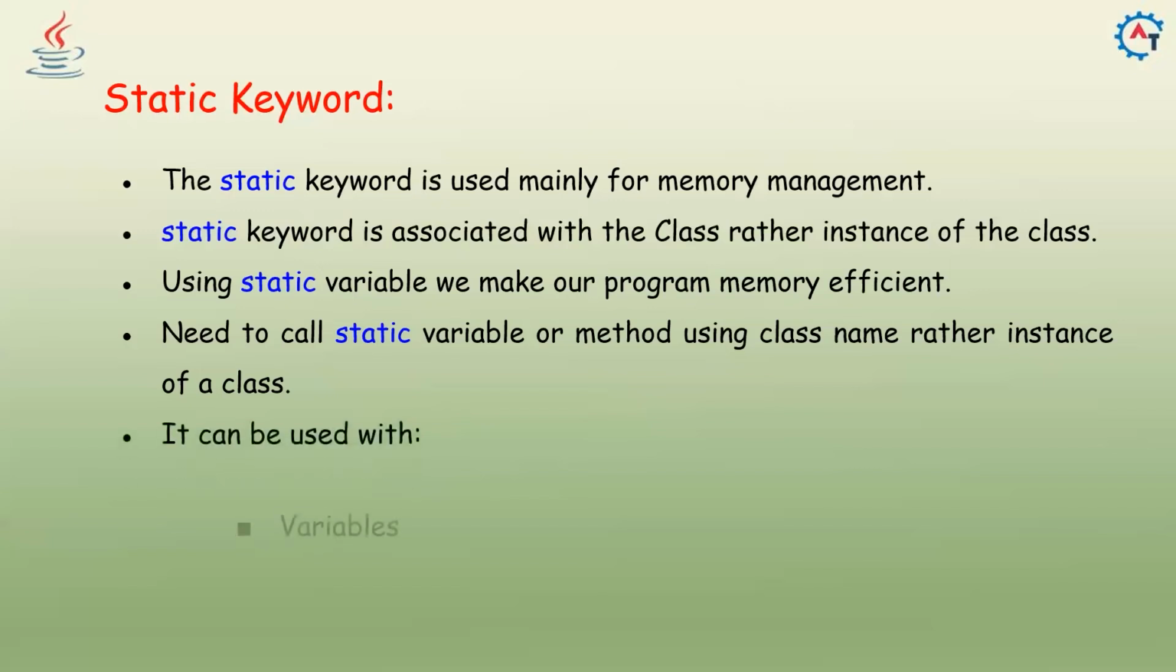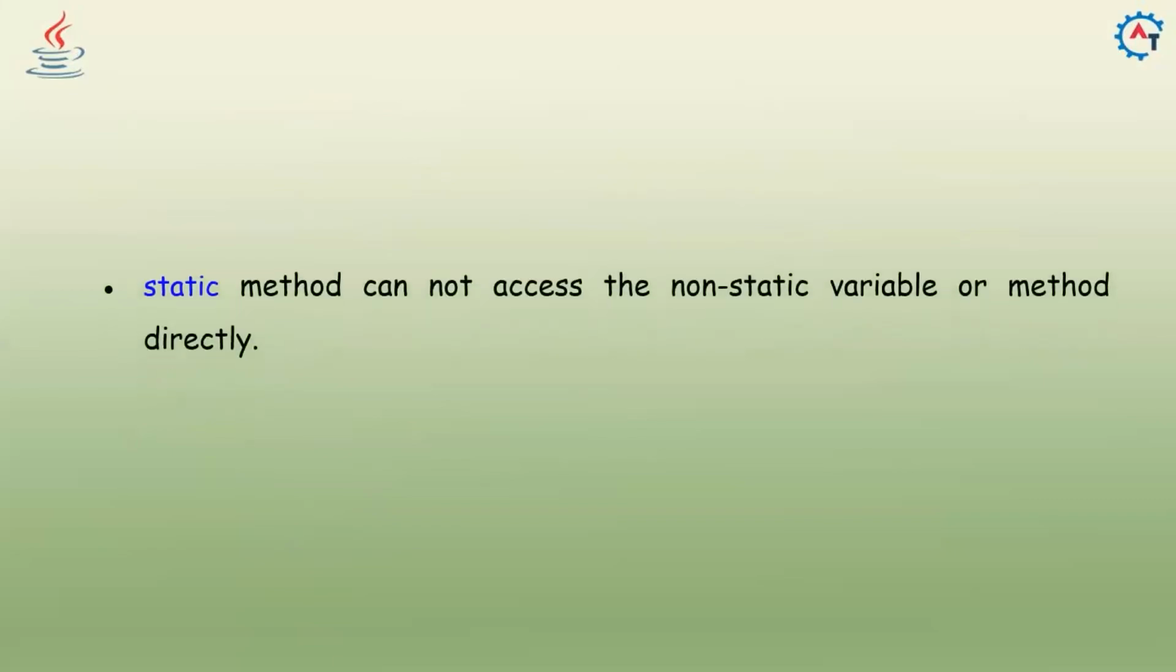The static keyword can be used with variables, methods, imports, blocks, and classes. So all these can be used with static. A static method cannot access a non-static variable or method directly. We have seen in our previous video that in public static void main, if you want to use normal, non-static methods, we need to create an object. So we cannot directly call those.